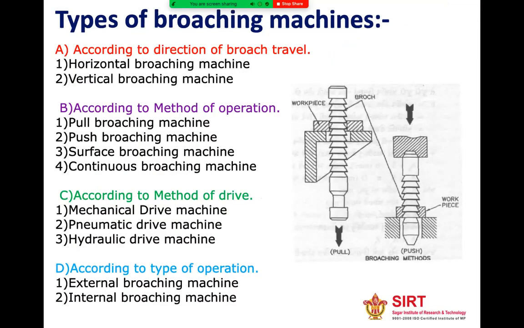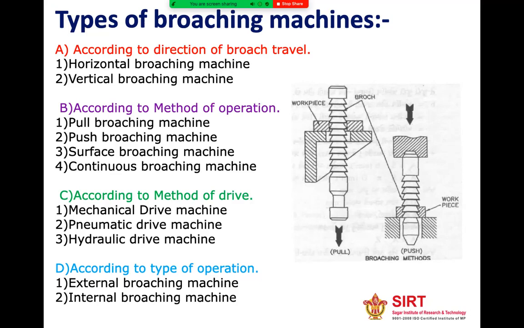Then we classify the broaching machines according to the direction of broach travel, in which direction the broach travels. In a horizontal broaching machine, the broach tool moves in a horizontal direction, and in a vertical broaching machine, the tool moves in a vertical direction. According to method of operation, there is pull broaching machine, push broaching machine, surface broaching machine, and continuous broaching machine. These are categorized according to method of operation.